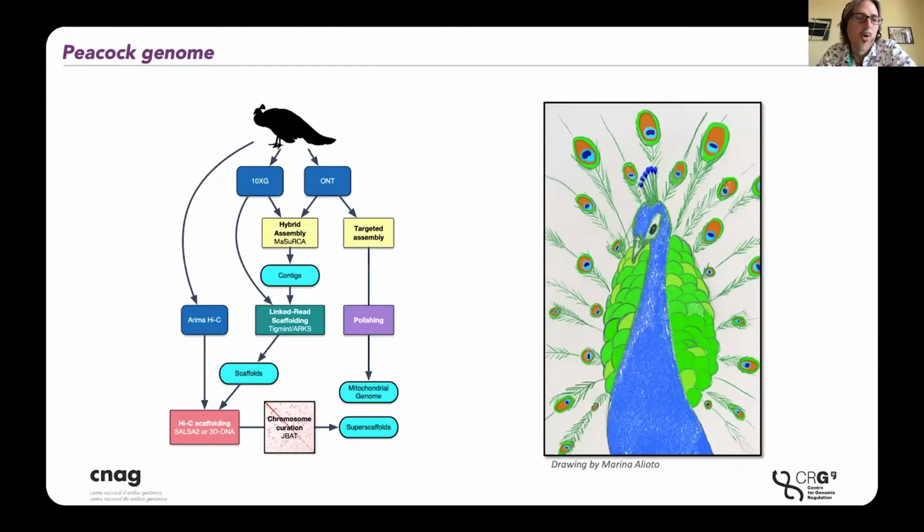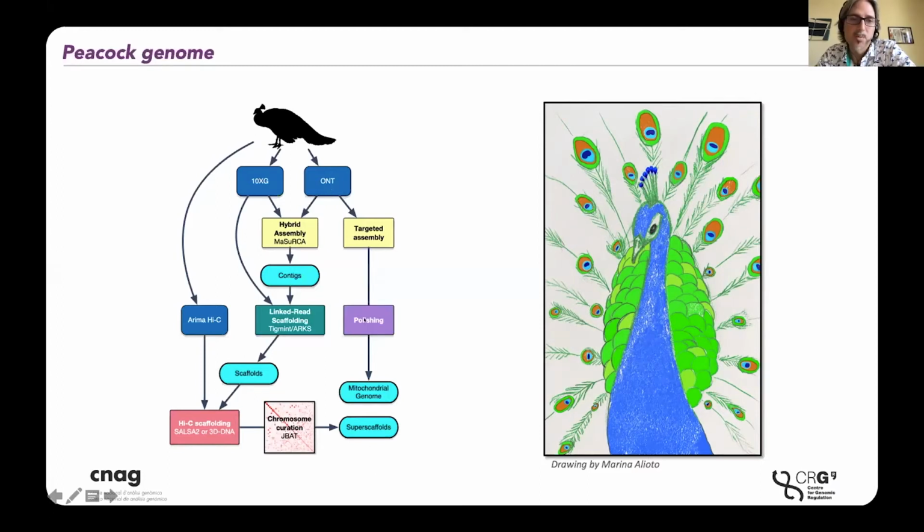So if you extract one of those paths, for one particular species that we've done recently, the peacock, in this case, we used ONT data and we had linked reads. We performed a hybrid assembly with MaSuRCA, where the linked reads were used to kind of correct the long reads. Then they were assembled, then scaffolded with those linked reads. And then we had a Hi-C. We used both SALSA2 and 3D-DNA, two different algorithms for assembling this into chromosomes. And we compared the two approaches and curated the assembly and ended up with nice super scaffolds.